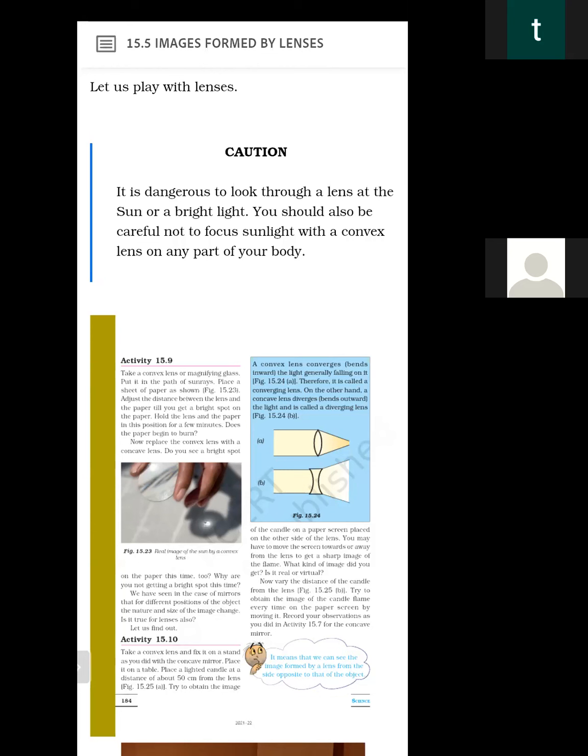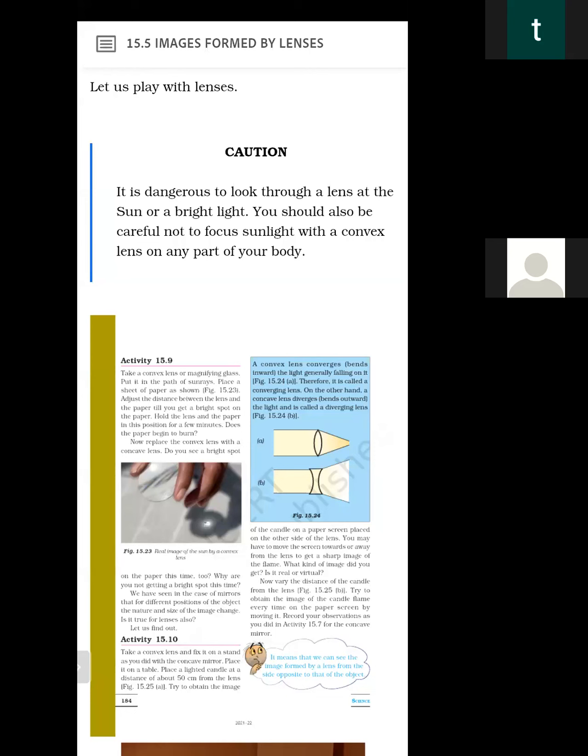Bending outward means spreading the light rays, and that type of lens is known as a diverging lens. So another name for concave and convex lens is diverging lens and converging lens. Convex lens converges the light rays, so it is known as a converging lens. Concave lens diverges the light rays, bends the light rays outward. That is why it is known as a diverging lens.